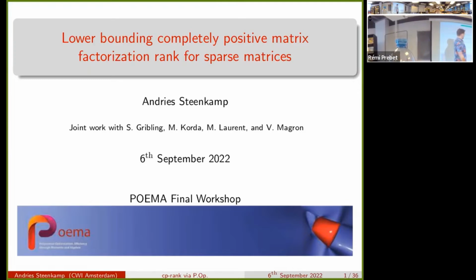So I'll be talking about the completely positive rank of a matrix. I'll explain what that is. It's hard to compute, so we lower bound it. And we can lower bound it better if we have sparsity in the matrix, so zeros in the matrix.